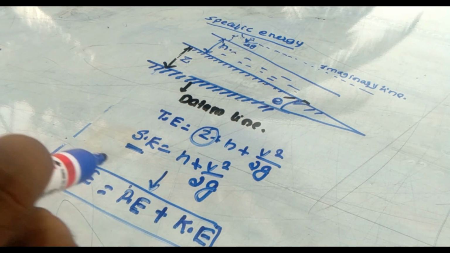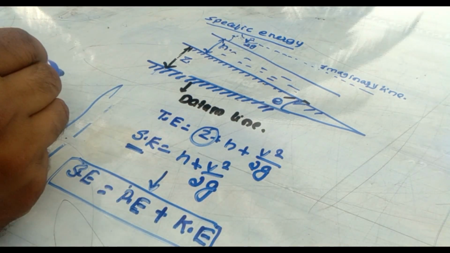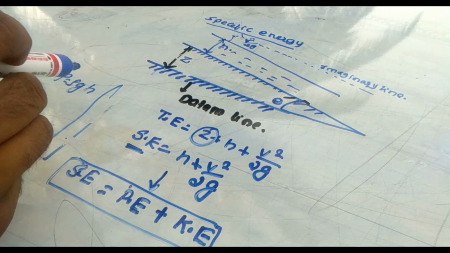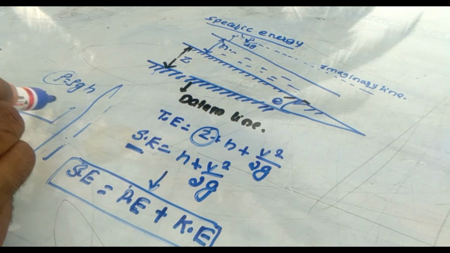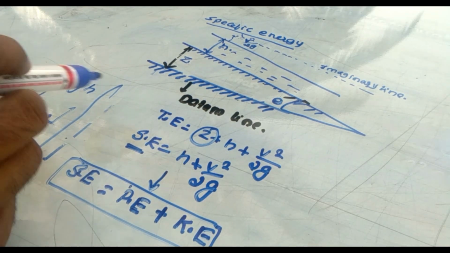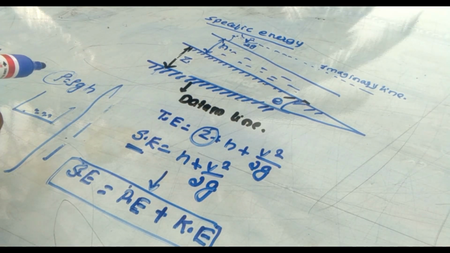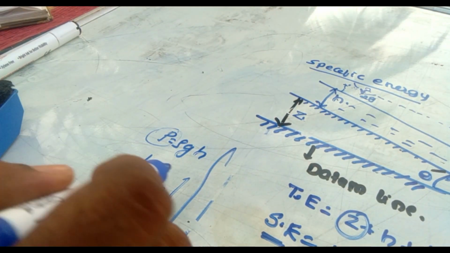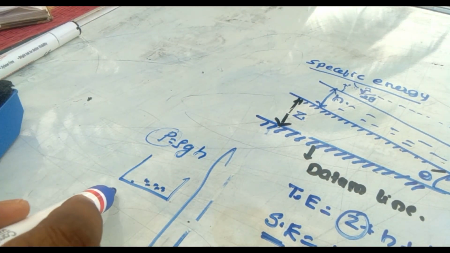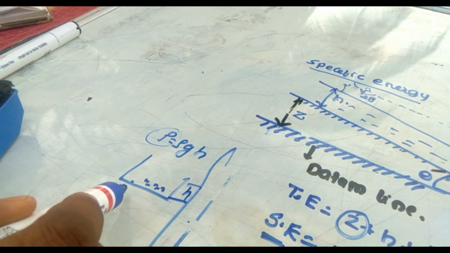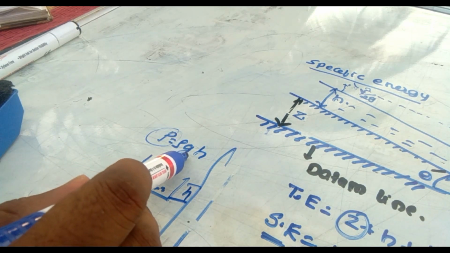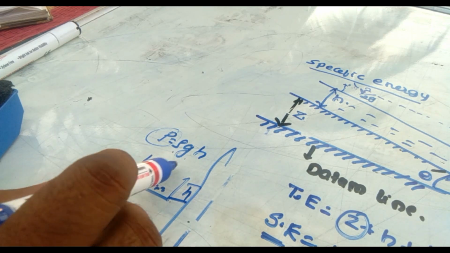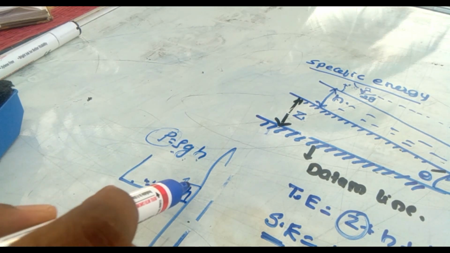For example, we have p is equal to rho g h. We need to calculate the pressure at the bottom of the tank. The same way here we calculate the energy. How can we calculate the pressure? We know h, and we have the density and 9.81. So p is equal to rho g h, where g is 9.81 and h is the height of the water.